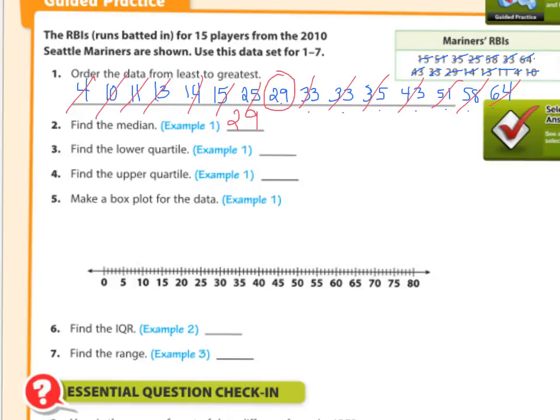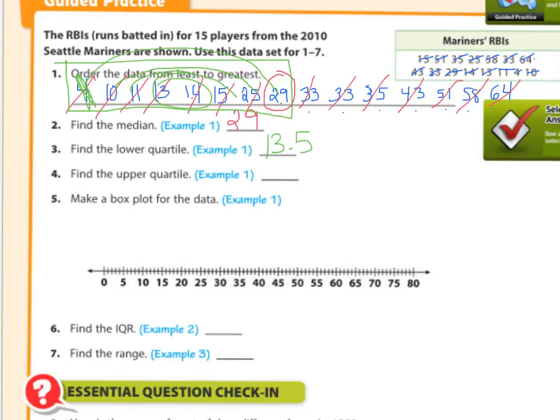Okay, now let's find the lower quartile. All right, the lower quartile, so I'm going to find the median of just these numbers right here. Okay, the median. So I can do a rainbow here. Lovely. Okay, what's halfway between 13 and 14? That would be 13 and a half.